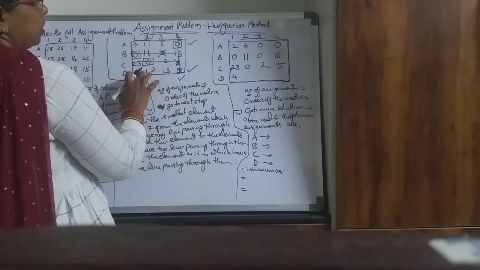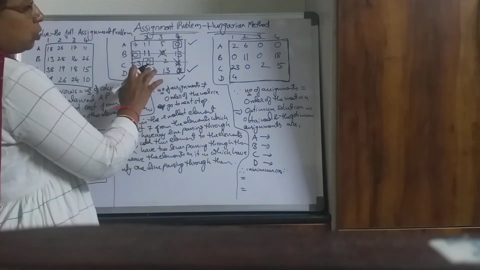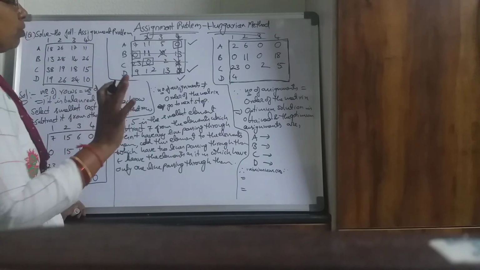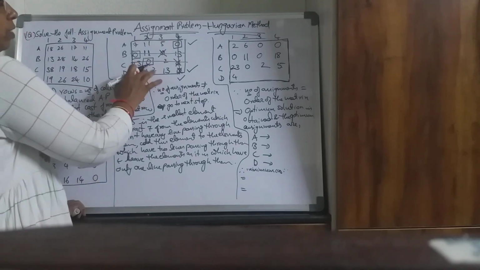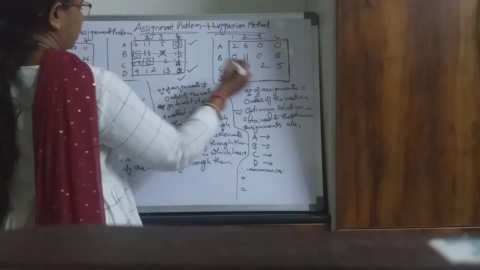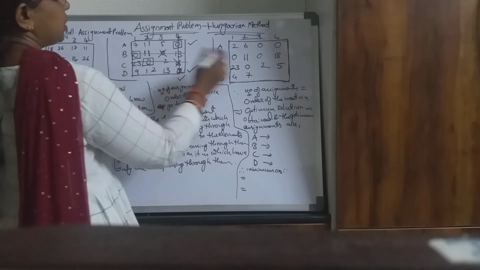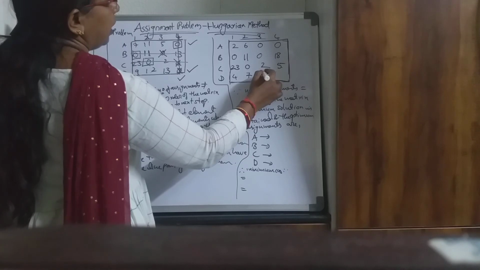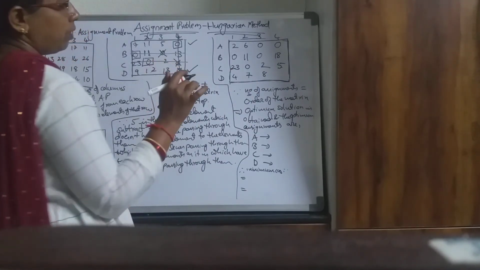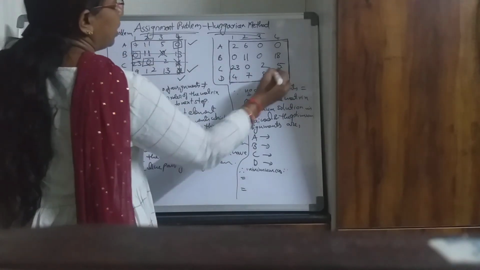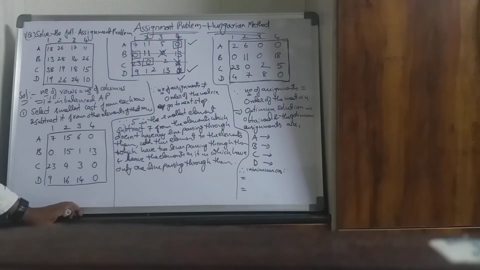Here I have 12. So 12 also doesn't have any line. So what I should do? I should subtract 5 from this 12. So I'll get 7 here. Then here 13. 13 minus 5 will be 8. This 0 is having only 1 line, so I'll write it as it is. Okay. So again make the assignments.